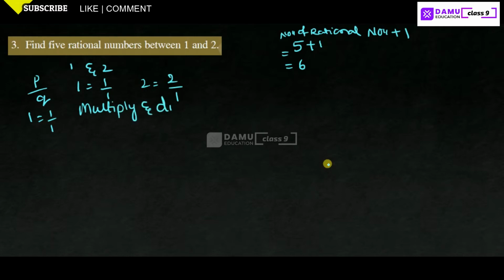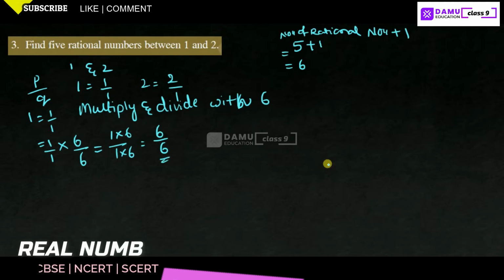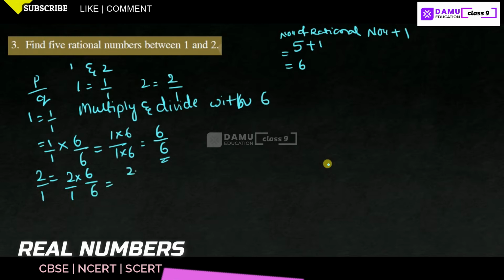Multiply and divide with 6. So, that is 1 by 1 into 6 by 6. We can do it like this. The 6 will cancel, and again we will get 1 only. 1 into 6 by 1 into 6, that is 6 by 6. Again, 2 also we have to multiply, 2 by 1 into 6 by 6, that is 2 into 6 by 1 into 6. So 2 sixes are 12 by 6.